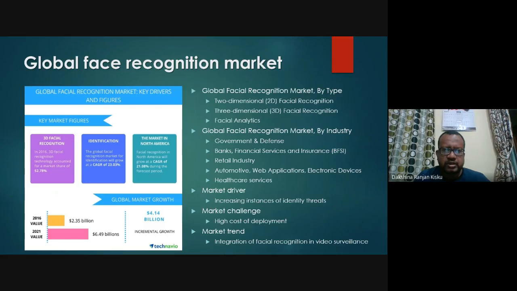So here it is the global face recognition market. In 2016, it was estimated at 2.35 billion, and in 2021, it is estimated at 6.49 billion. Now you can see the incremental growth of the face recognition market.